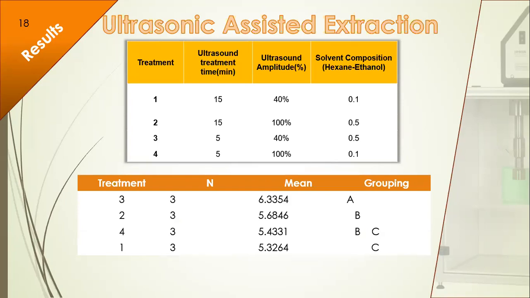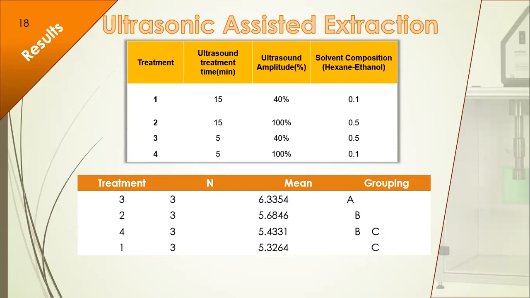Because as you can appreciate, on treatment number 3, we had low levels on the ultrasonic treatment and a high level on the solvent composition. This means that even though ultrasound is very helpful on these extractions, it's also very aggressive on the molecules. And the more time it interacts, or the more you apply this energy to the system, it is not selective. So it's going to be destroying all kinds of molecules, even the coenzyme Q10.